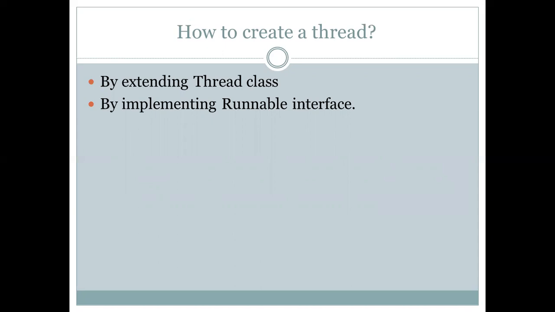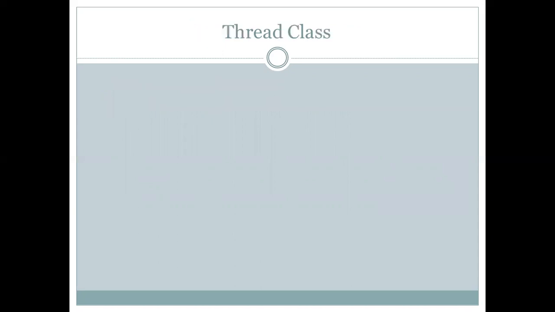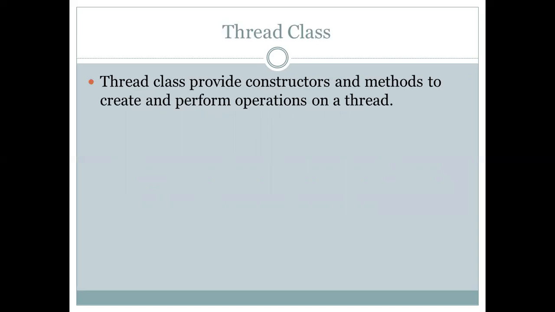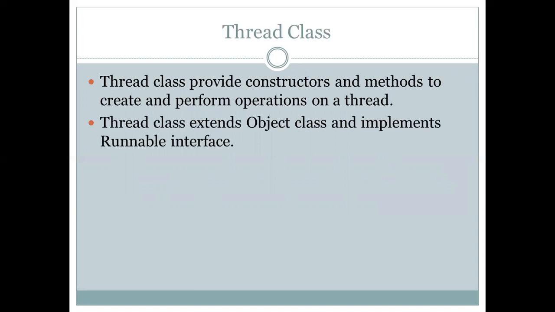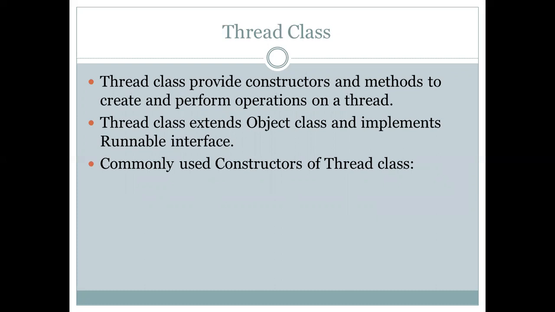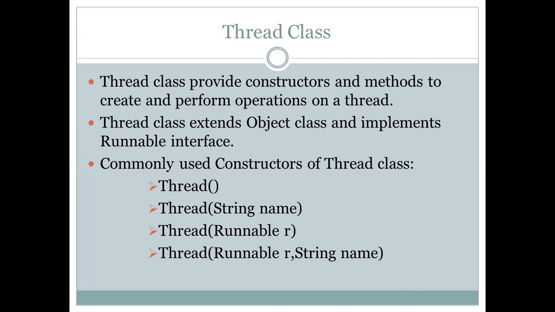Let's see how to create a thread by extending the Thread class. The Thread class provides constructors and methods to create and perform operations on a thread. The Thread class extends the Object class and implements the Runnable interface. Now let's look at the commonly used constructors of the Thread class. There are four commonly used constructors. Look at them.